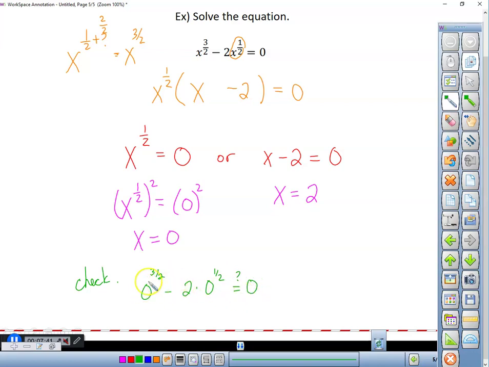So as I was saying, 0 to any power is going to be 0. So this becomes 0 minus, and 2 times 0 is 0. So yeah, 0 is good. It'll work. Now let's look at 2.